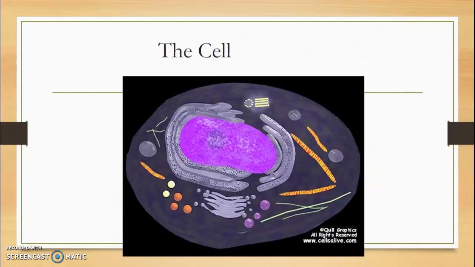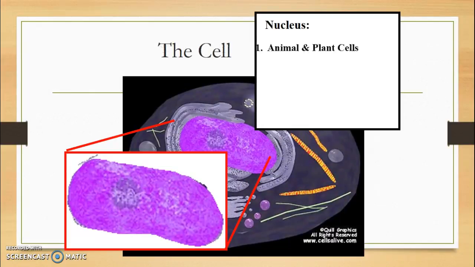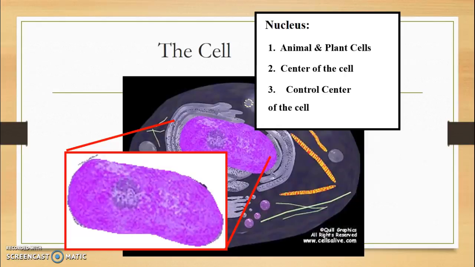Okay? The next organelle we're going to look at, most of you already know. It is called the nucleus. The nucleus is found in both plant and animal cells, and it is the control center, or sometimes called the brain of the cell. It controls what the cell produces, what the cell does. Okay? That's very important.